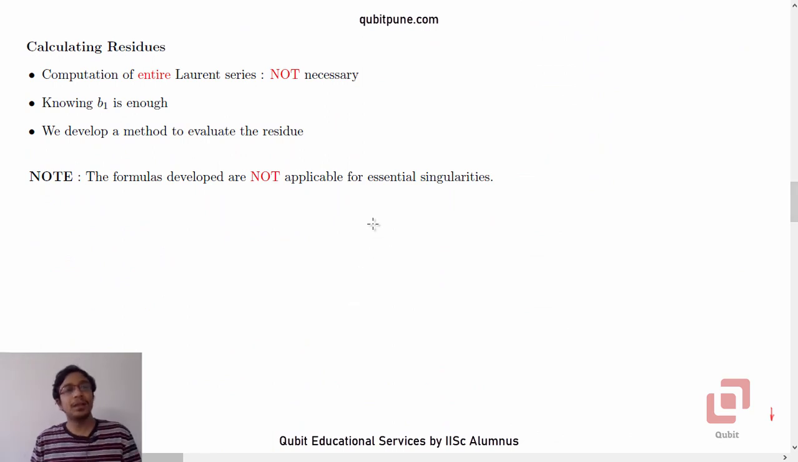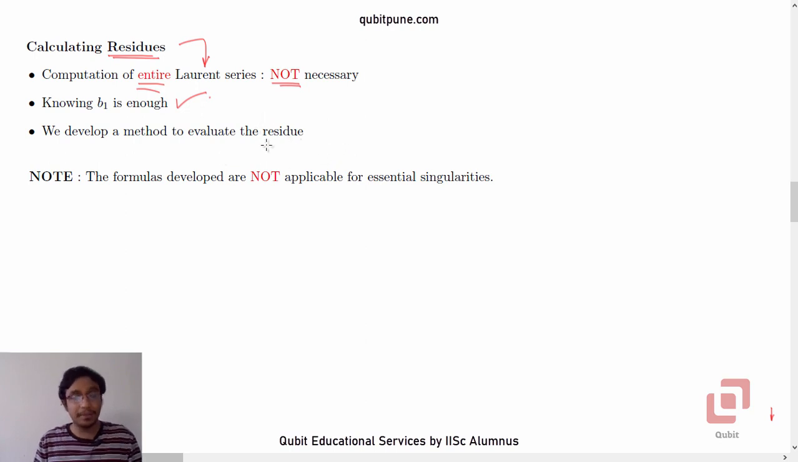Yes, so the calculation of residue, or I would say this. Okay, when you defined residue, you defined it using the Laurent series. However, the computation of the entire Laurent series is not necessary. Okay, what you need is just b1. Knowing b1 is enough. So what we do is we now develop a method, or methods I would say, to evaluate the residue, that is the coefficient b1 and not the other coefficients.